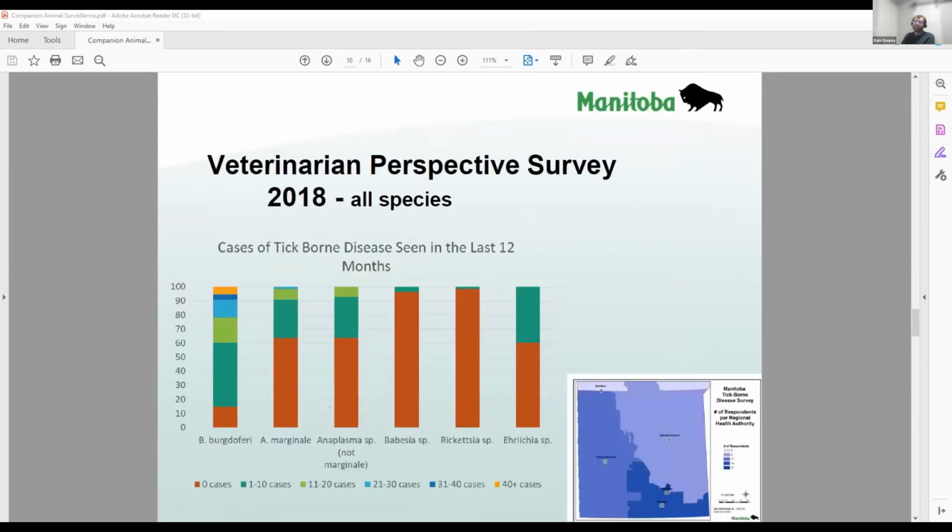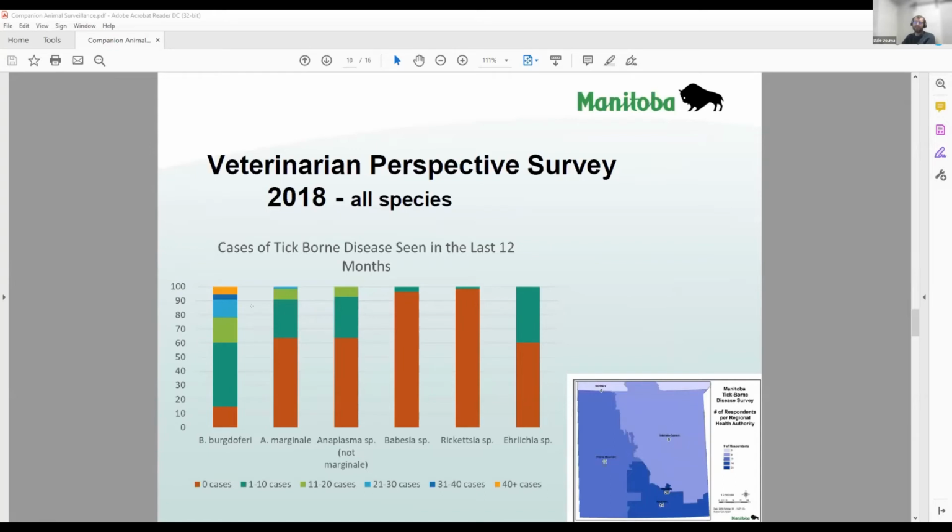One of the things we have looked at is the veterinary perspective. So this is a bit more on the soft data side. We were asking our veterinarians in Manitoba what they see, how they feel about it, some of their treatment practices. Again, this is a survey, it's a one-time snapshot. It's not an ongoing evaluation, but it does provide some interesting information.